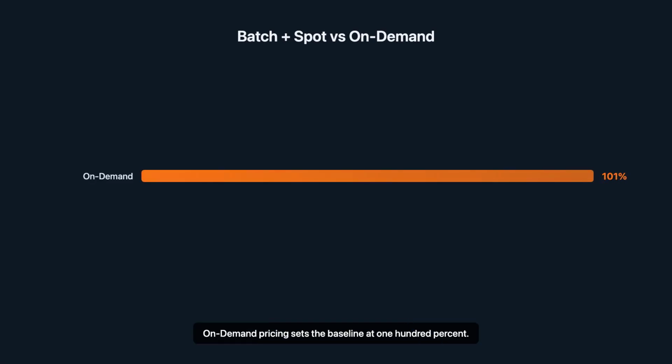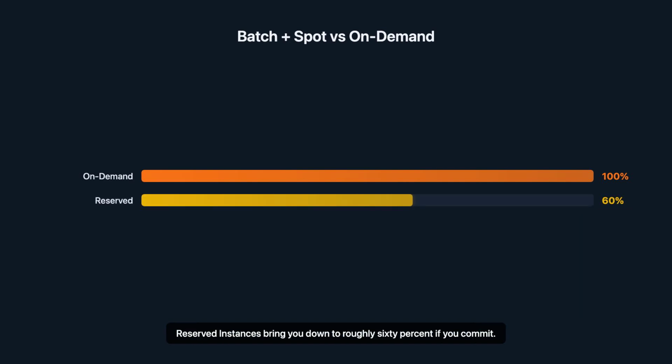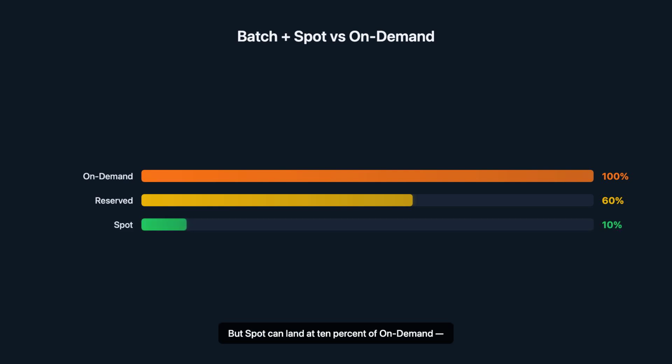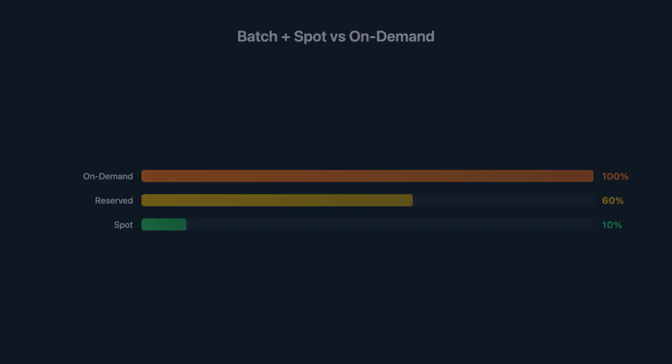backfills. Look at the cost comparison. On-demand pricing sets the baseline at 100%. Reserved instances bring you down to roughly 60% if you commit. But Spot can land at 10% of on-demand. That's the up to 90% savings Amazon Web Services advertises. The catch: Spot capacity can be reclaimed with a 2-minute warning. So your batch jobs need to be idempotent and restartable. That's why Monte Carlo simulations dominate batch case studies. Each iteration is independent and safe to retry.